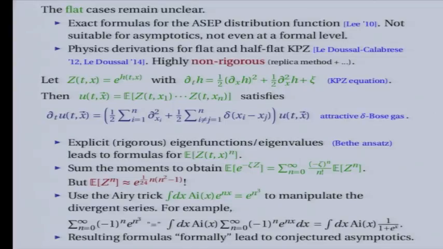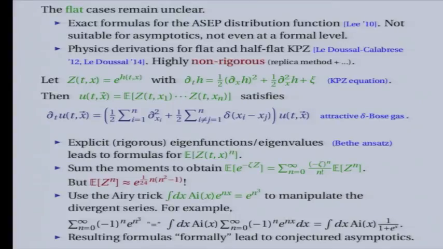So what people do in the physics literature is that one can find the explicit eigenfunctions and eigenvalues of this operator, and then one can use that to solve the equation, to give formulas for this quantity. And that can be done rigorously.